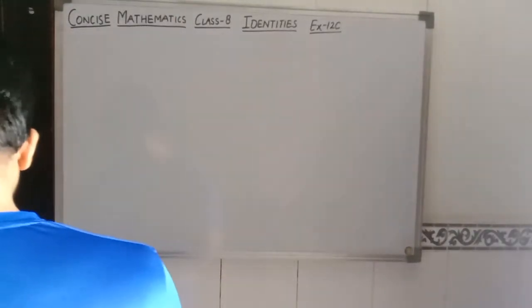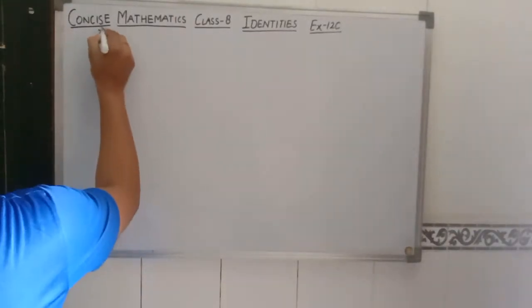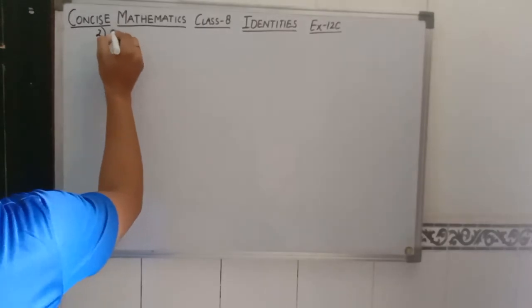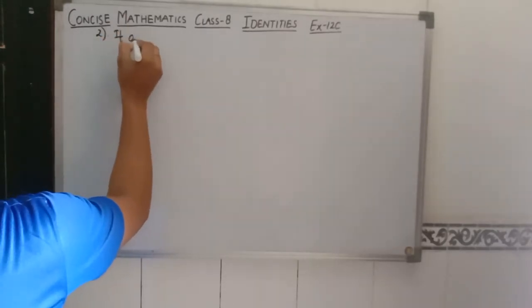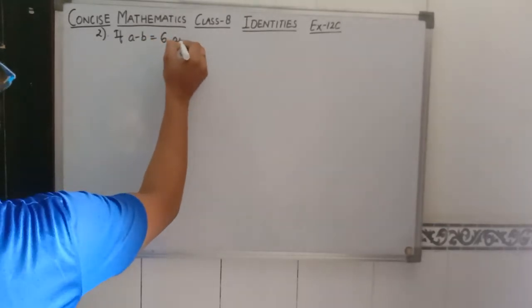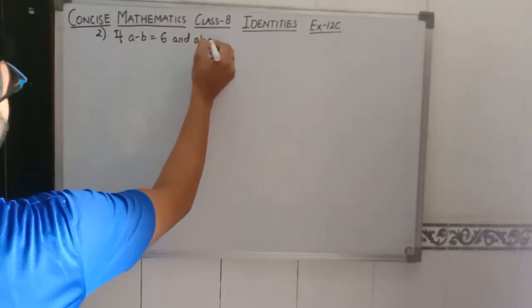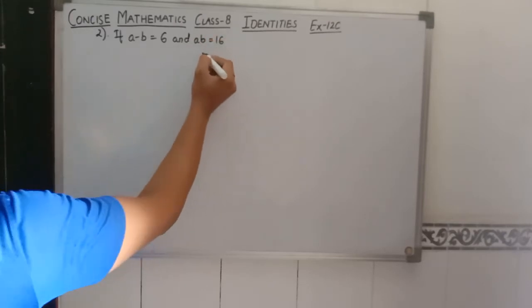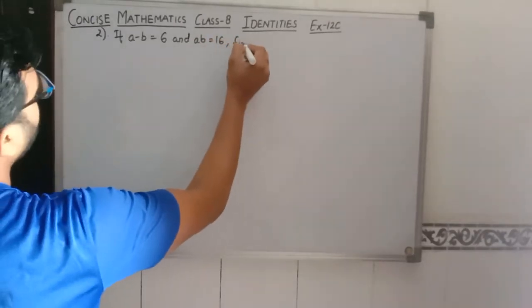Now question number 2 is also the same, but I am doing it for you. If a minus b is equal to 6 and ab is equal to 16, then find a square plus b square.